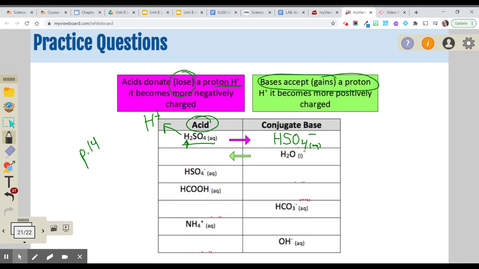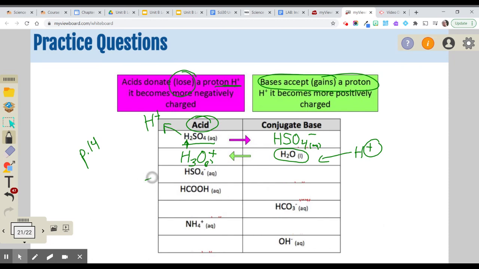So let's go the other way around. If this is the base, and bases act as a proton acceptor, we're going to add a proton to this base, this water. You're going to add an extra hydrogen. So now instead of 2 hydrogens, it has 3 hydrogens. It also has an oxygen, it's a liquid, and it's going to have a positive charge because the proton brings a positive charge with it.